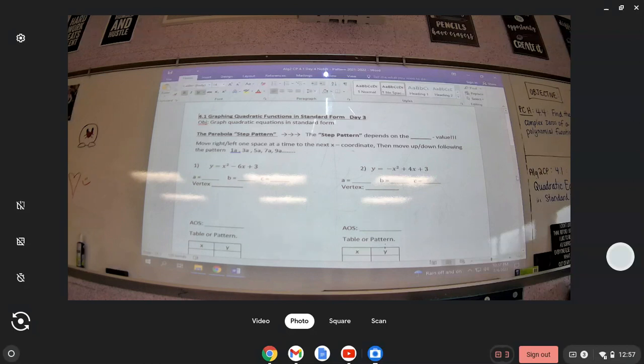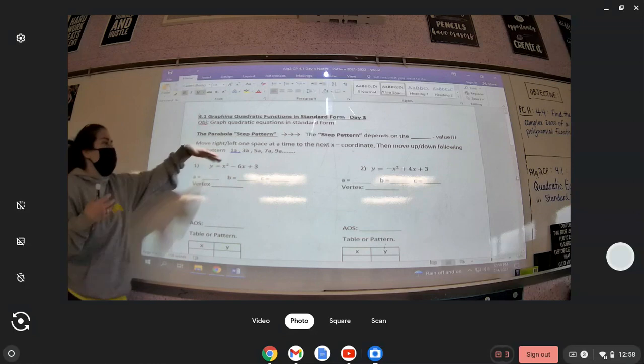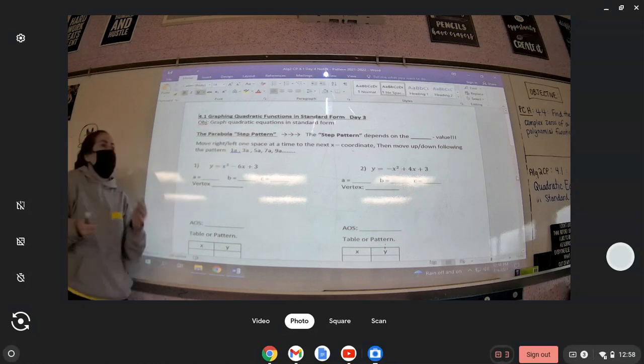So it doesn't have a constant rate of change. It doesn't have a slope where it's going to be the same distance in between each pair of points. But it does follow a pattern. And if you want to memorize the pattern, then you're going to be able to count from one point to the next and be able to bypass the table. So the pattern that a parabola will follow, I call it the step pattern. You can call it whatever you want.